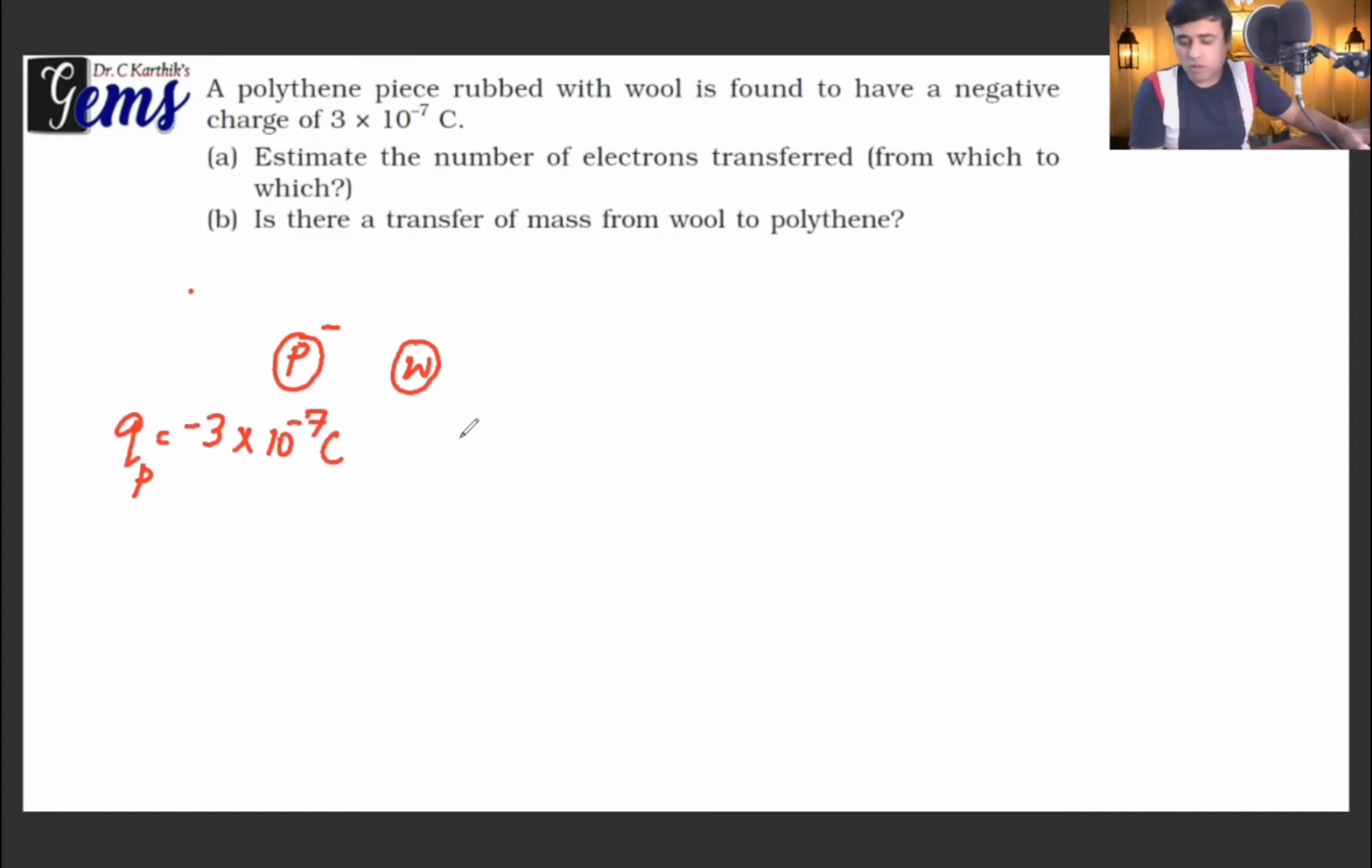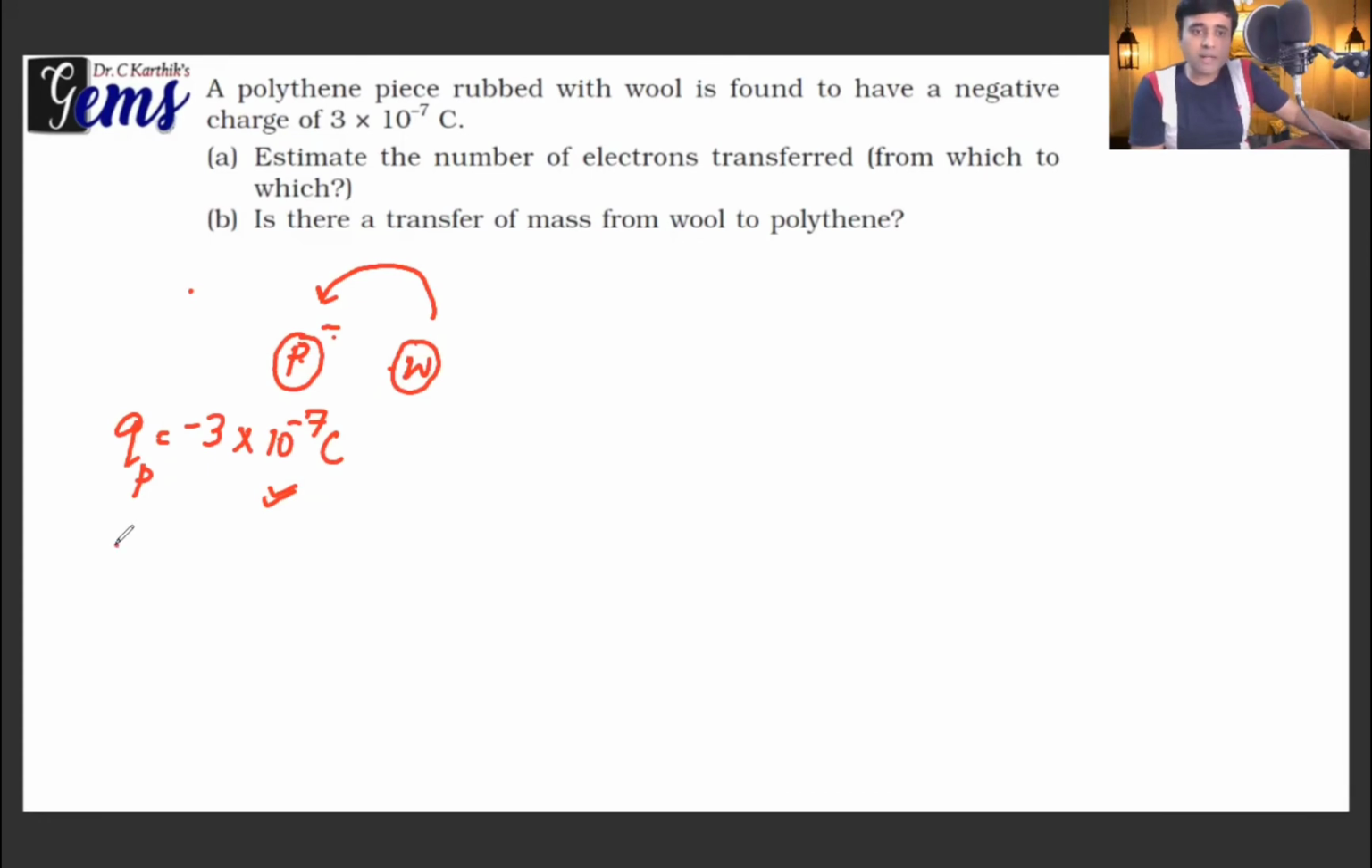Okay, so now what they're asking: estimate the number of electrons transferred. So when this polythene is rubbed with wool, it acquires a negative charge of minus 3 into 10 raised to power minus 7 coulomb. So you have to find out how many electrons are actually transferred. Now, always remember one thing in your mind. Whoever bears negative charge, that means it has excess of electrons. So that actually means that the electrons have been transferred from wool to polythene.